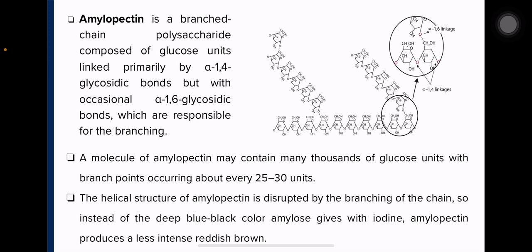Amylopectin is a branched polymer. Most bonds are alpha 1,4, but approximately every 25 to 30 units there is a branch at an alpha 1,6. Although it also forms a helical structure, the branching disrupts the uniformity of the helix. So when iodine interacts with amylopectin, it produces a reddish-brown color, less intense than amylose. This difference in color helps us distinguish the composition of different carbohydrates.